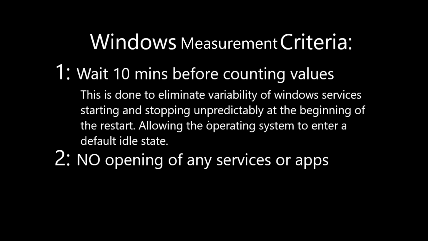And then my Windows measurement criteria was I had to wait 10 minutes before counting values after a restart. At the beginning of Windows after a restart, you'll notice that a bunch of services in the task manager will be opening and closing at random points for the first 5 to 10 minutes. This is so that it can do a bunch of the automatic things that it needs to check up on, so to speak. So that's why I waited 10 minutes to take care of that variability when measuring FPS or LatencyMon values, with no opening of any other services or apps.